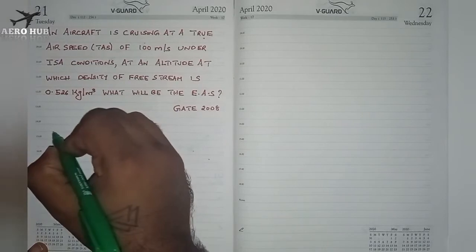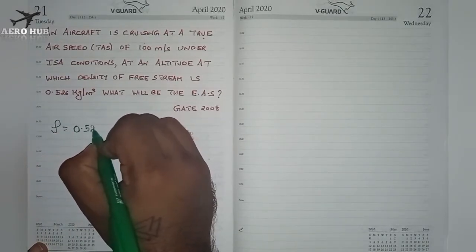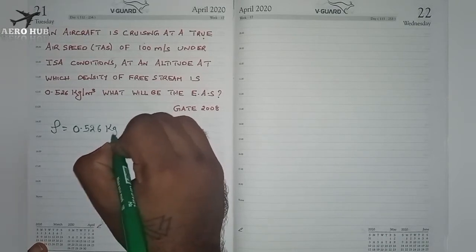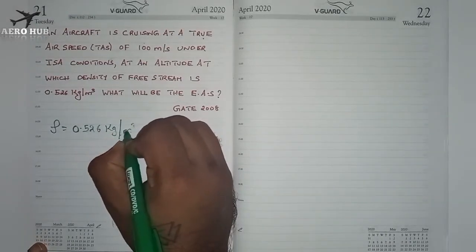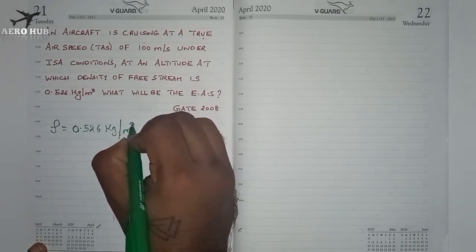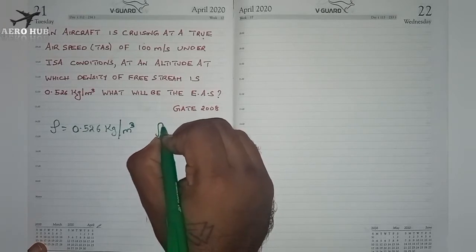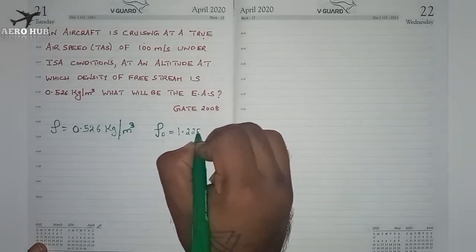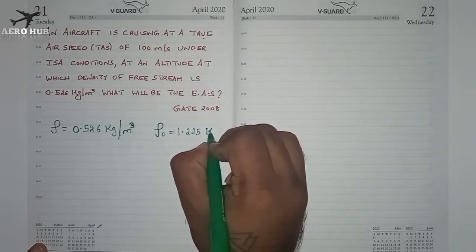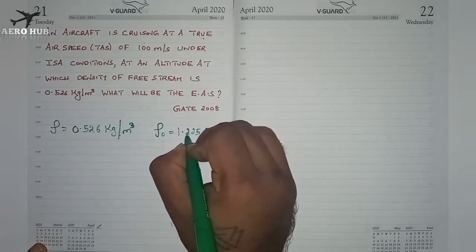So they have actually given the value of rho is equal to 0.526 kilogram per meter cube. This is the value for density for the given altitude. And for ISA condition, that is International Standard Atmospheric Condition, the value of rho naught will be equal to 1.225 kilogram per meter cube. This is the standard value of density for the air.